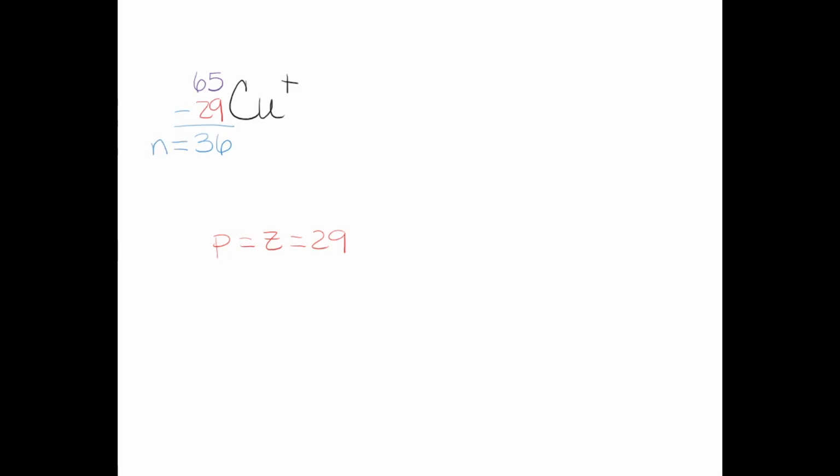For the electrons, start with Z equals 29, the electrons in the neutral atom. Then look at the value and the sign of the charge. The value is 1 and the sign is positive, which means 1 electron will be removed. So 29 minus 1 equals 28.